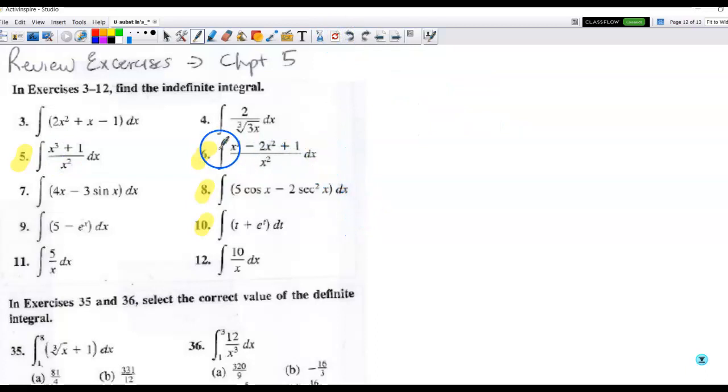Problem number 6. Same situation, we can reduce each term in the numerator by x squared. So my rewrite in number 6 will be x to the first power minus 2, because the x squares divide out, plus x to the negative 2 power dx.